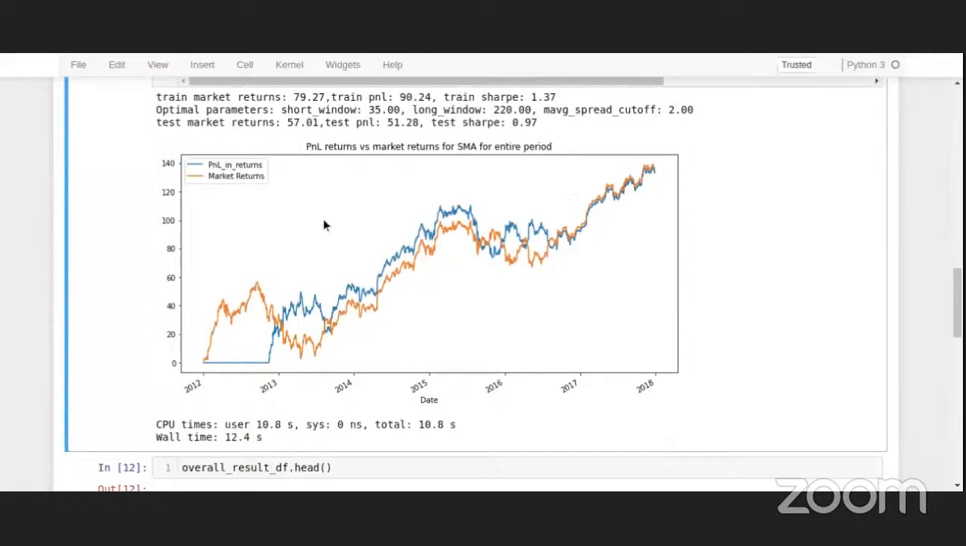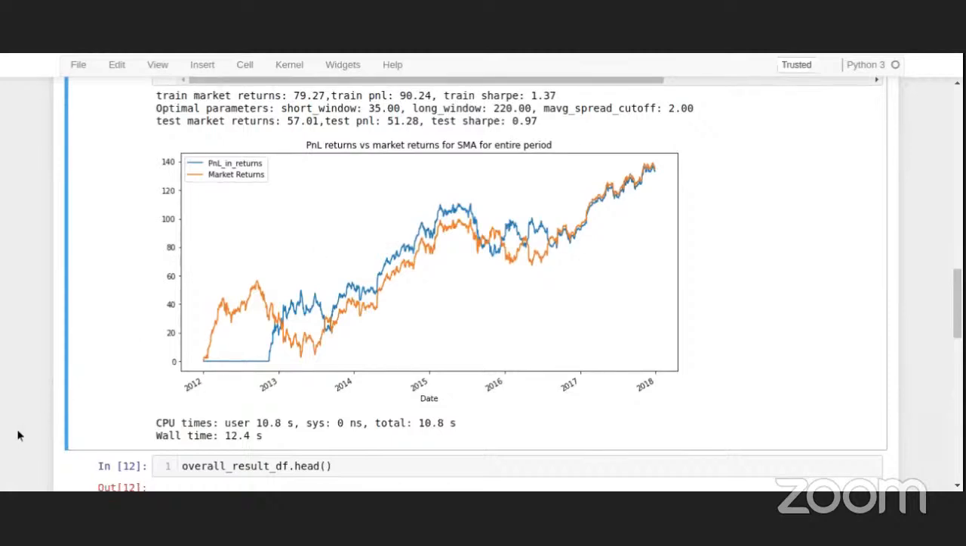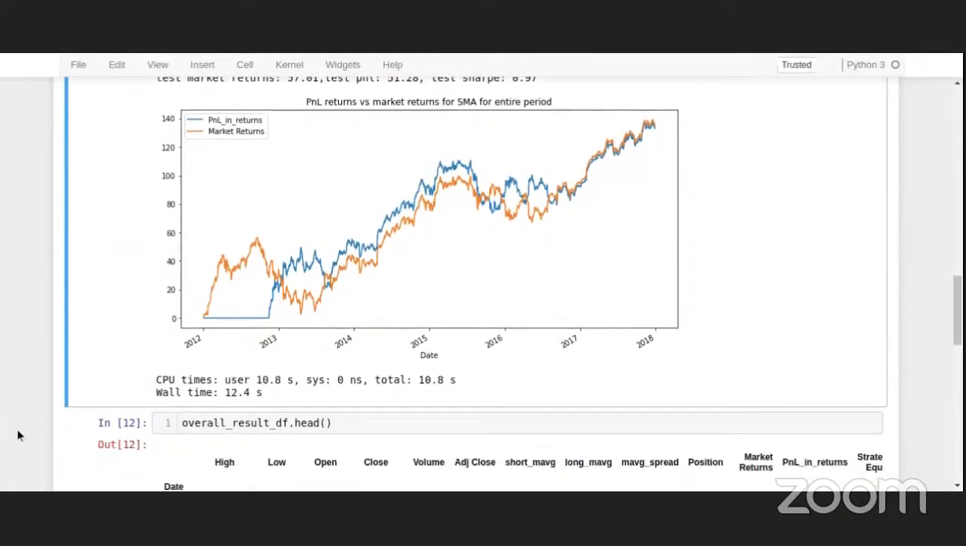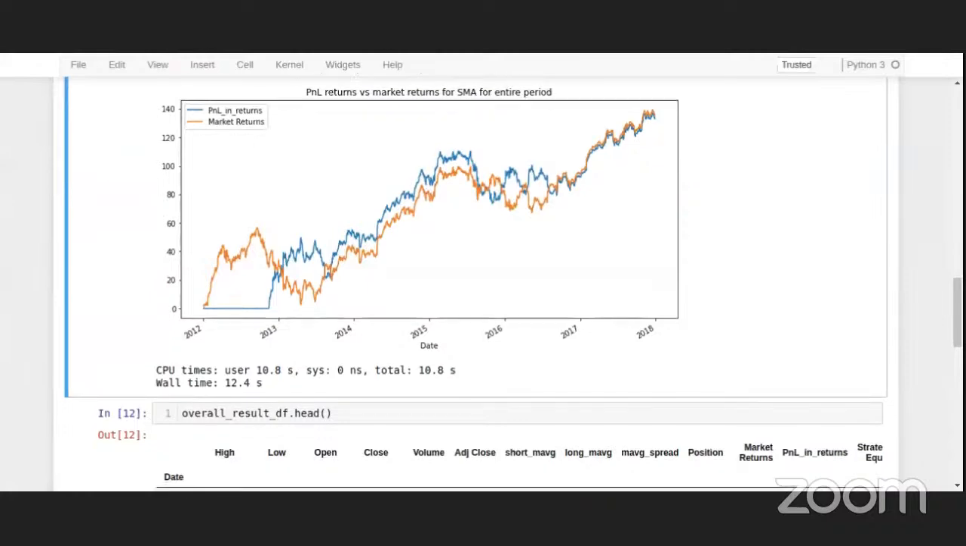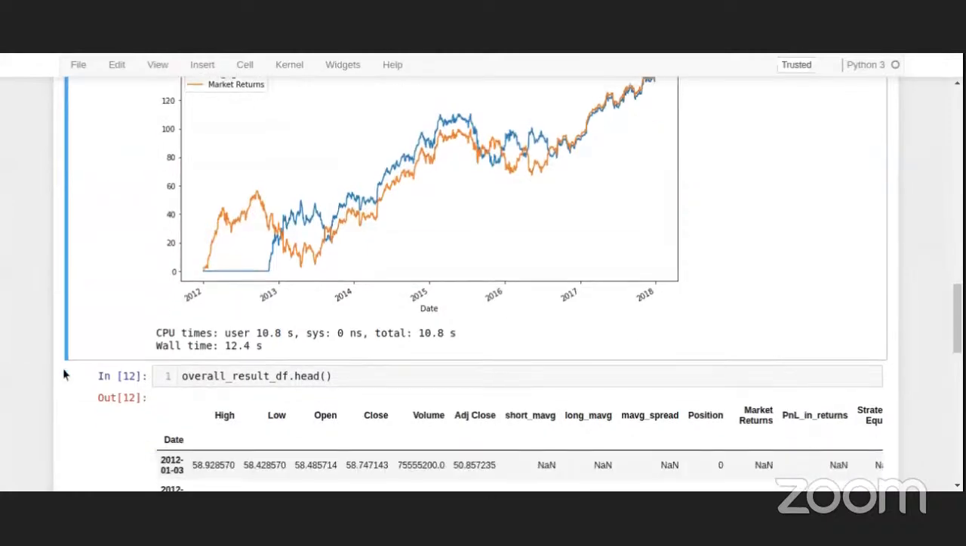You can see there is an additional graph here. This shows how the PNL varied over the entire period of time. The blue one is the PNL in returns, and the orange one is the market returns. We can see that the blue one has mostly been above orange, but eventually the orange one caught up with the blue one. So the market has caught up with the strategy PNL.